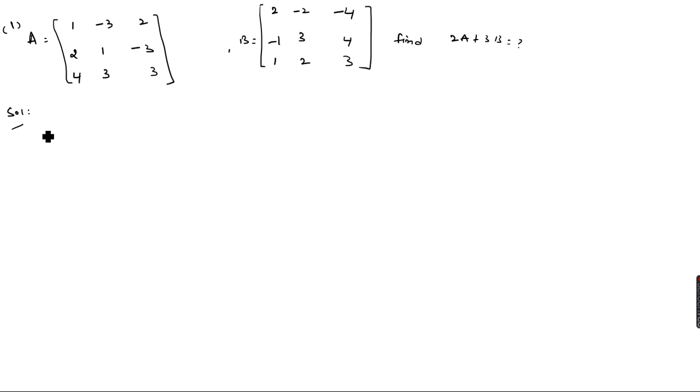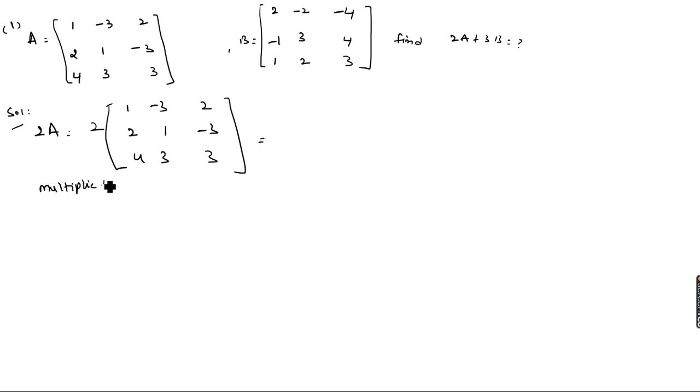So first getting 2A, that is nothing but A, 2 into [1 -3 2; 2 1 -3; 4 3 3], multiplied each element by 2. So we get 2 into 1, that is 2, -6, 4, 4, 2, -6, 8, 6, 6.